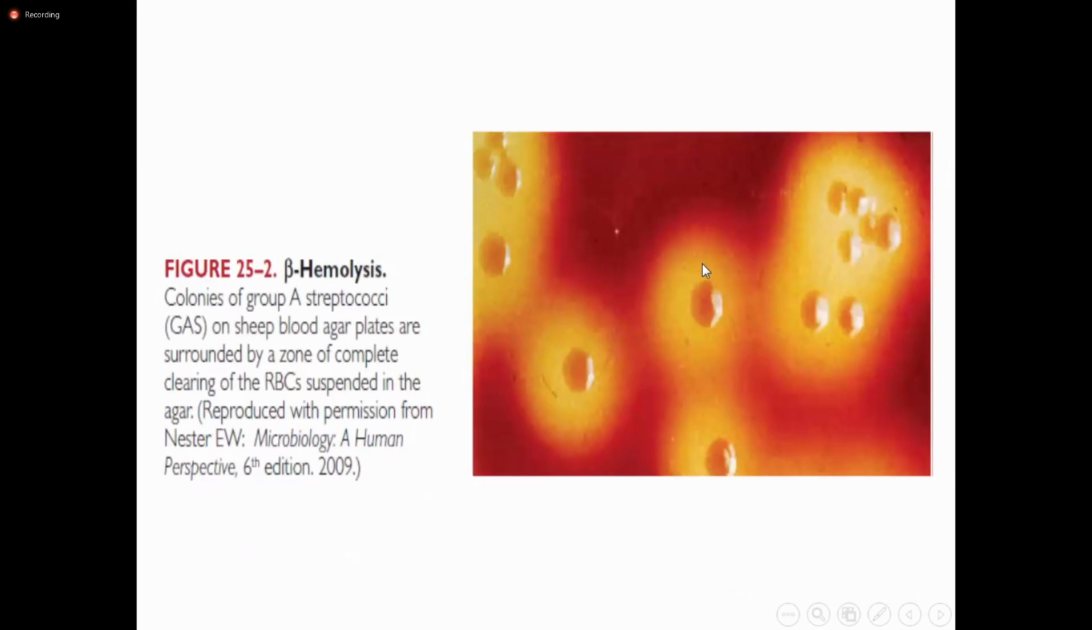This is beta hemolysis. Look, this is the colony. Around it, the blood, this is a blood agar, okay? Here around the colony, the blood has been completely hemolyzed. So beta hemolysis. So we can say group A, beta hemolytic streptococci, beta hemolysis of group A.